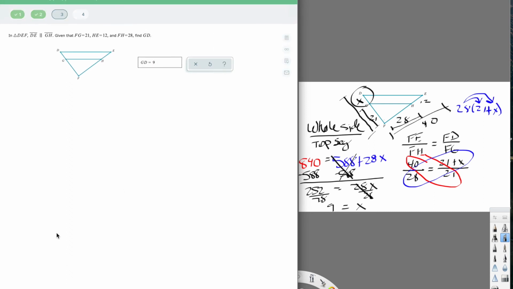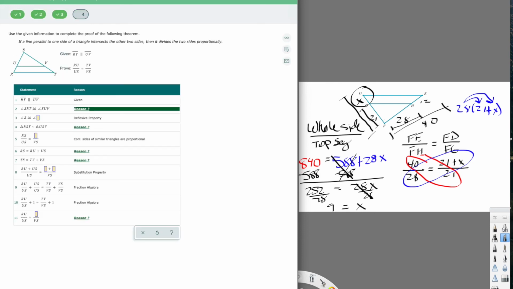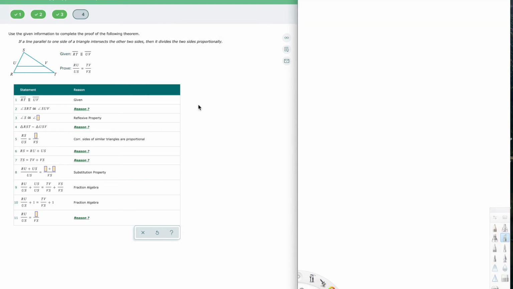All right. So the last one here, we're going to look at a proof. So remember, when we have a two-column proof, we have statements and we have reasons. We have to go through and decide what we are given and how to keep moving forward, with my end goal being to prove the statement that they're asking me to prove. So use the given information to complete the proof of the following theorem. If a line parallel to one side of a triangle intersects the other two sides, so we can see that's happening here, then it divides the two sides proportionally.